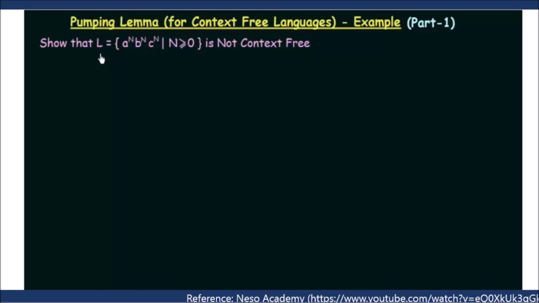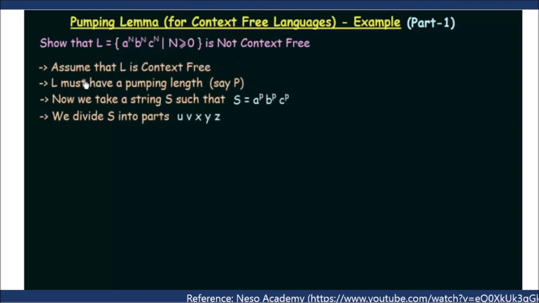So our task is to show that this language is not context-free, and we will do this using pumping lemma for context-free languages. So let's see what are the steps that we need to follow. So the first step is we will assume that the language L is context-free. And why are we doing this? We studied in the previous lecture that the way we are going to prove this is using contradiction. So first we will assume that L is context-free, and we will show that there is a contradiction to our assumption, and hence it is not context-free.